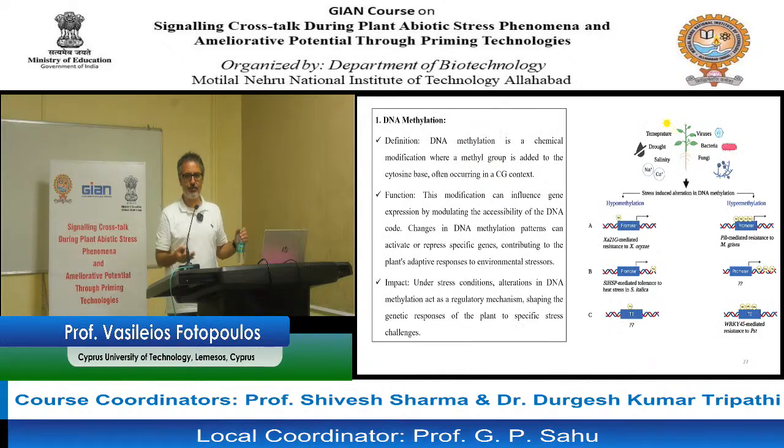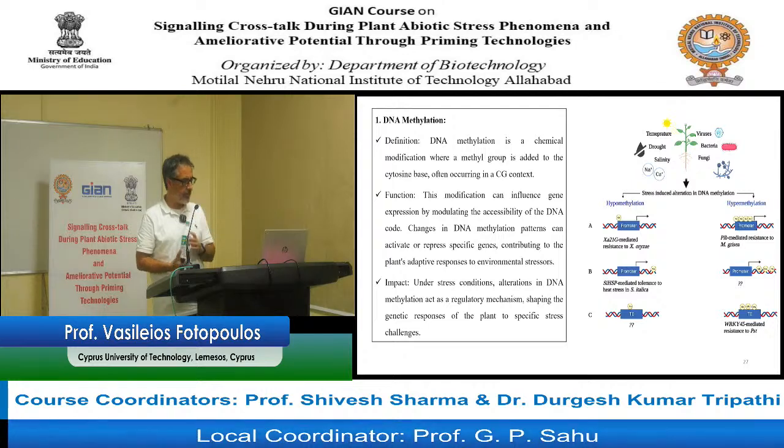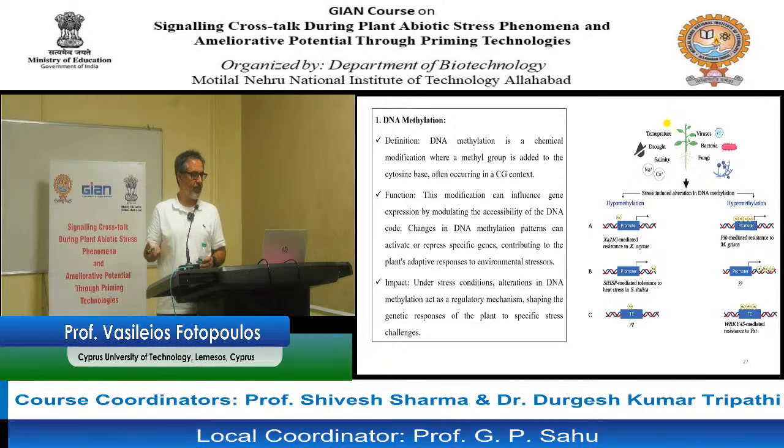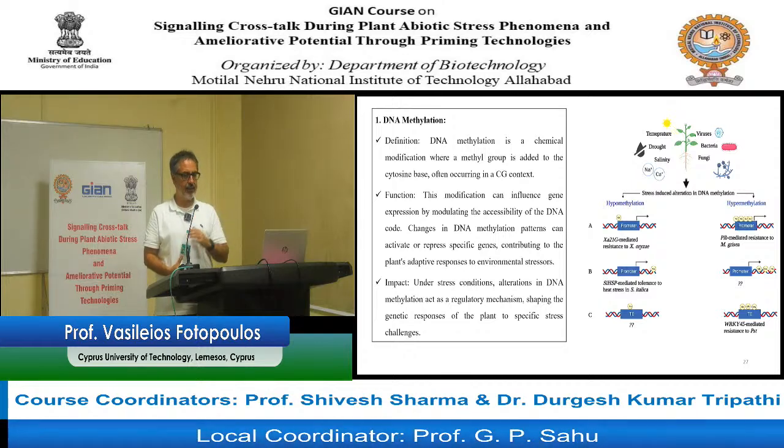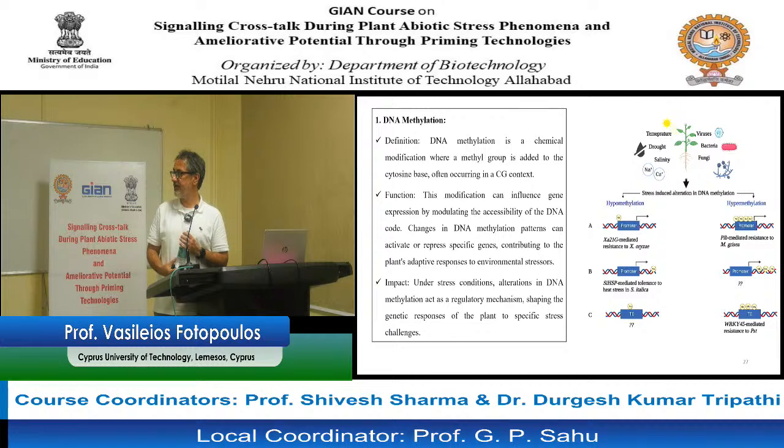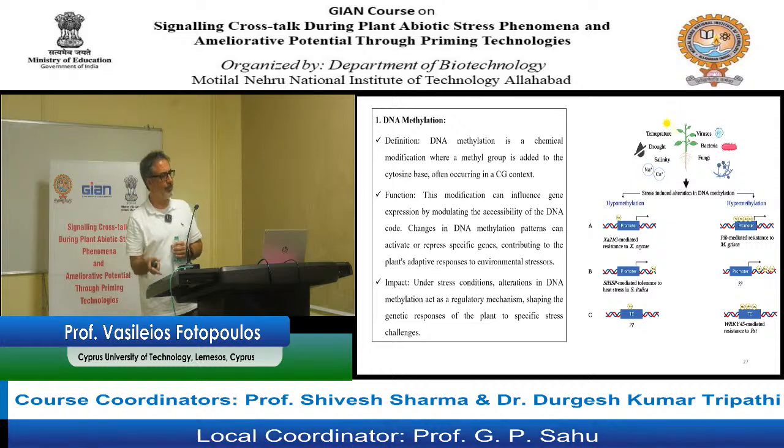So in the cases of the different potential epigenetic modifications, first of all, the most common one that is usually examined is DNA methylation, which is a chemical modification where a methyl group is added to the cytosine base, often occurring in a CG context. So that's why we usually look at the CG percentage of our islands, the so-called CpG islands within the genome. This modification can influence gene expression by modulating the accessibility of the DNA code. So any changes in DNA methylation patterns can activate or repress specific genes, the same way that we talked about in the PTM situation, for example.